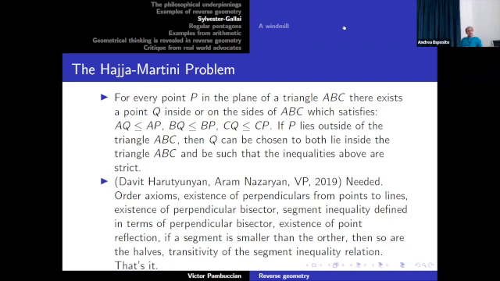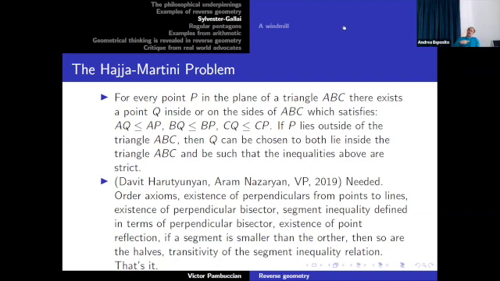So I showed with 2 students in Armenia that what we need is the order axioms, including Pasch, existence of perpendiculars from points to lines, the existence of the perpendicular bisector of a line segment, and segment inequality defined in terms of the perpendicular bisector. So you would say that PA is greater than PB if P lies on this side of the perpendicular bisector. We know what sides are because we have order.